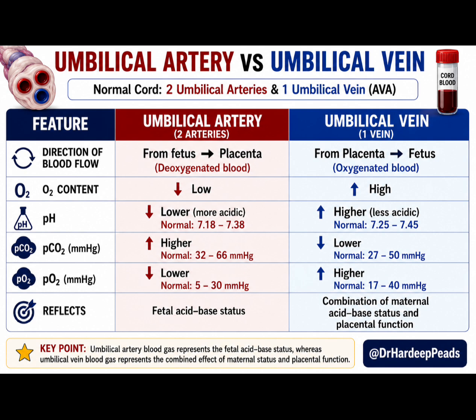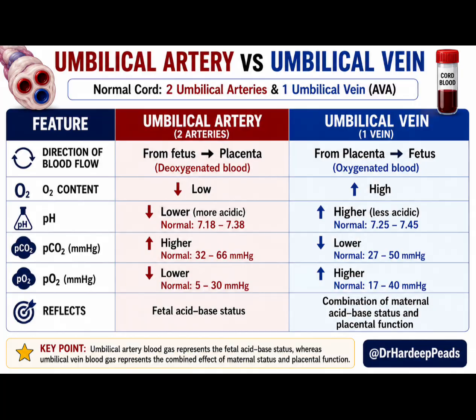Umbilical arteries are two in number, umbilical vein is single. Artery is thick-walled having smaller lumen, vein is thin-walled having larger lumen. Umbilical arteries carry blood from fetus to placenta. So the fetus utilizes further oxygen, as a result PO2 will be low in case of umbilical artery, PCO2 will accumulate and pH will fall. Umbilical artery is indicative of fetal acid-base status and umbilical vein shows both maternal acid-base balance and placental function.